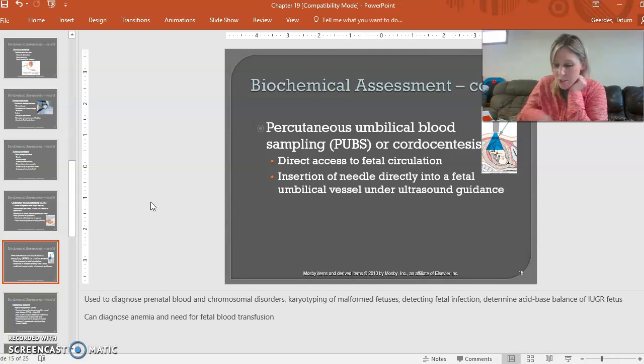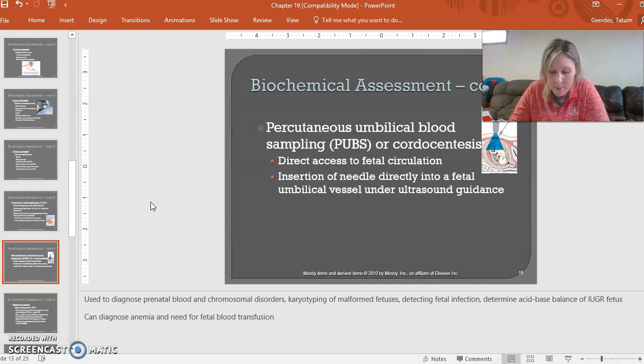All right, moving on to the next slide, percutaneous umbilical cord sampling. Basically, this gives us direct access to fetal circulation. What they do is they insert a needle directly into the fetal umbilical vessel, usually the vein, under ultrasound guidance. The umbilical cord is usually punctured near its insertion site into the placenta itself. That is where the cord is well anchored. They don't worry about the cord moving as much, and the risk for maternal blood contamination is very slight.